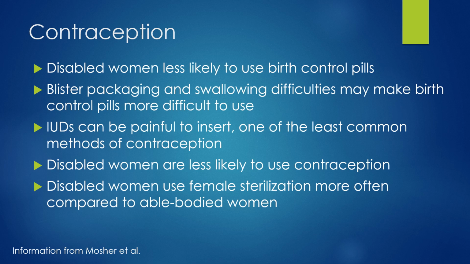Intrauterine devices, or IUDs, are used the least by disabled women. Female sterilization is the most common method of contraception in the United States among both disabled and non-disabled women. According to the CDC, 18.1% of women from ages 15 to 49 use female sterilization for contraception. This rate is higher among disabled women, with 30.2% of disabled women using it to prevent pregnancy.